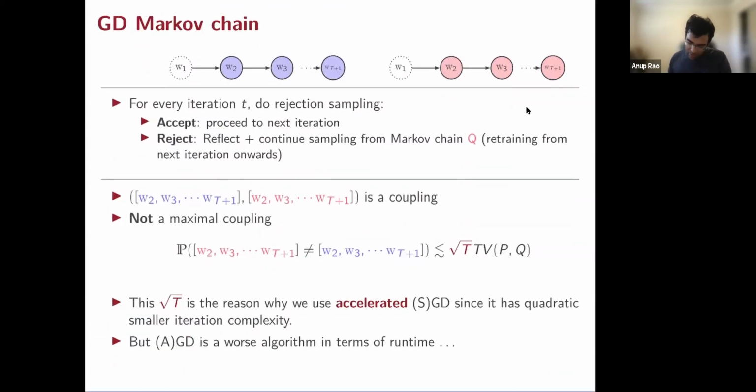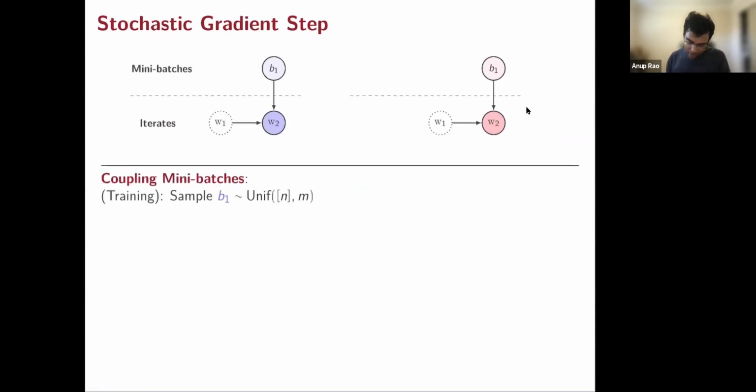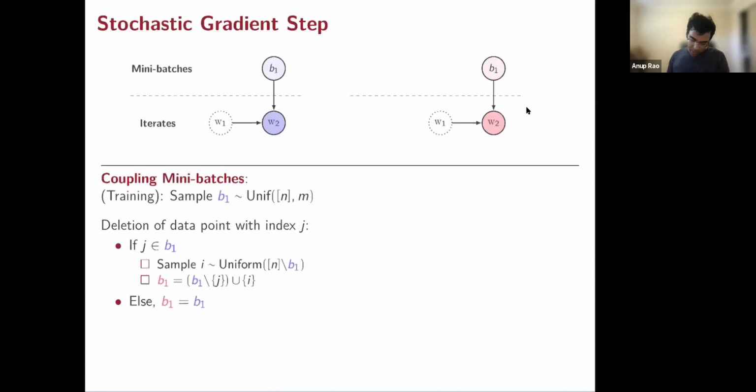We also do accelerated stochastic gradient descent because that has the optimal gradient computation complexity. Okay, so for stochastic gradient descent, there is one more thing to mention. There are now two kinds of variables, the mini batch indices as well as the iterates, W_i. So what we do is initially we do a maximal coupling of just the mini batch indices.